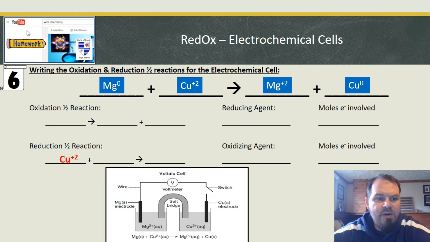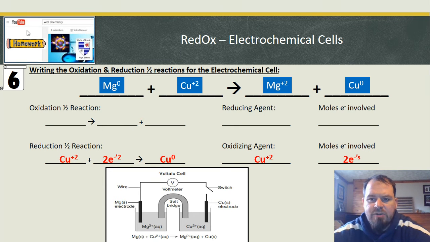Left-hand side of the arrow is Cu +2. Right-hand side of the arrow is Cu 0. There's 2 electrons in play because of going from 2 to 0. So I'm gaining 2 electrons. OIL RIG, reduction is gaining. The oxidizing agent is the reactant in the reduction half reaction. So Cu +2, and 2 electrons are involved.